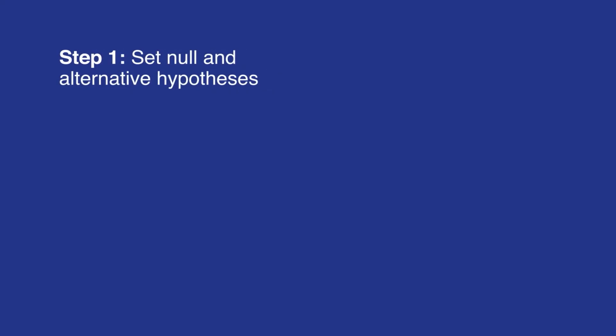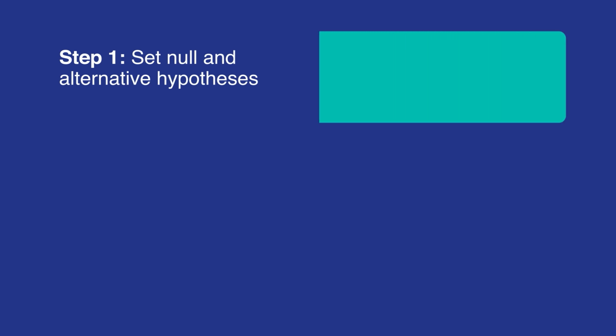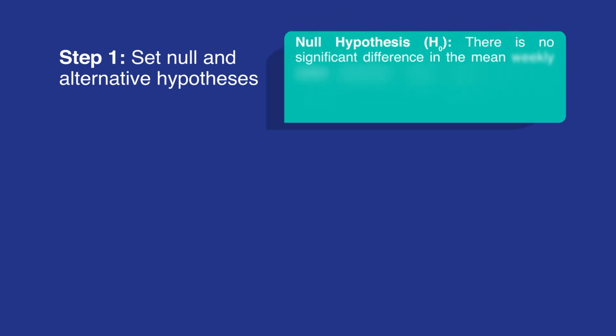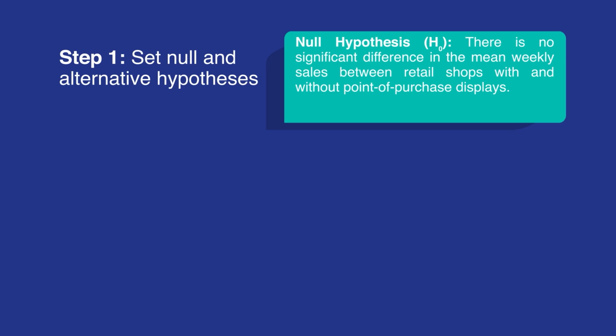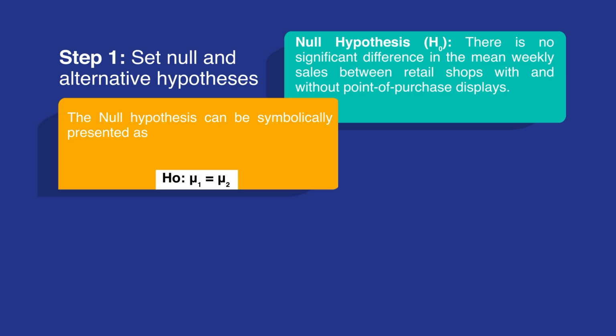In step 1, we have to set the null and alternative hypotheses for the given situation. So the null hypothesis can be stated as: there is no significant difference in the mean weekly sales between retail shops with and without point of purchase display, and this can be represented as H0 such that mu1 is equal to mu2. Here we have used subscript 1 to denote the first population, that means without display, and subscript 2 for the second population, that means retail stores with displays.